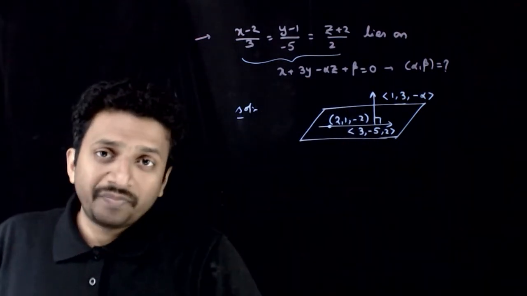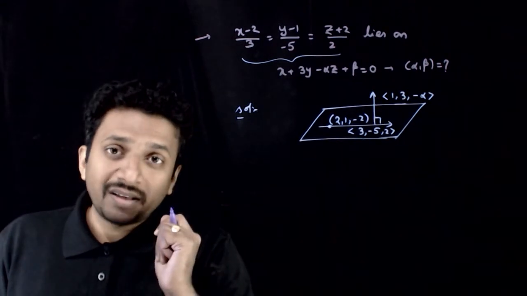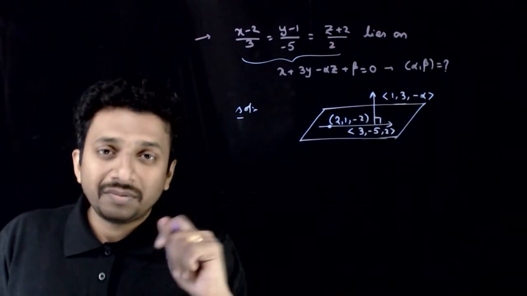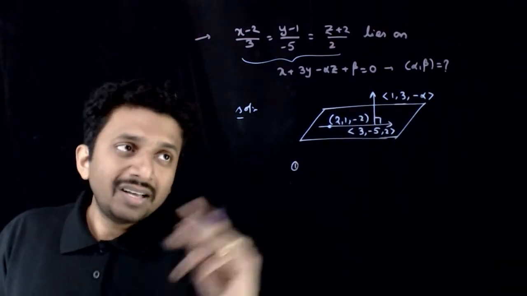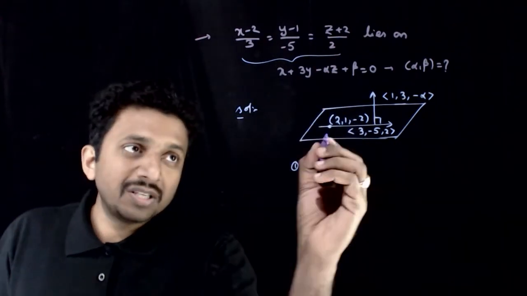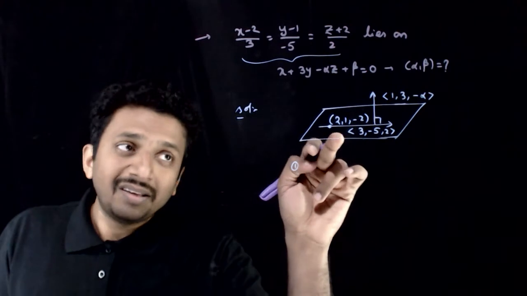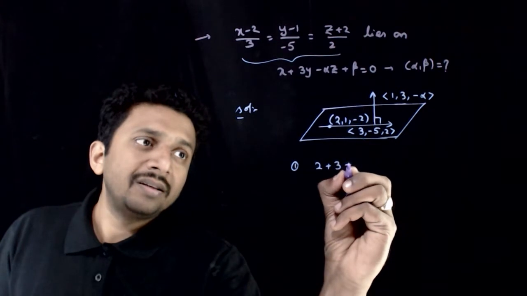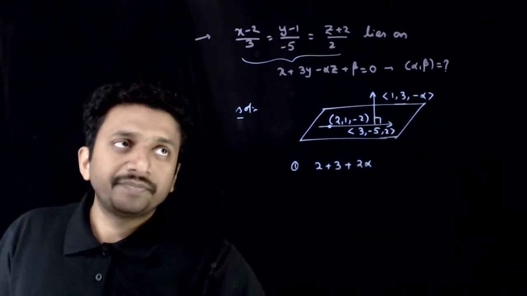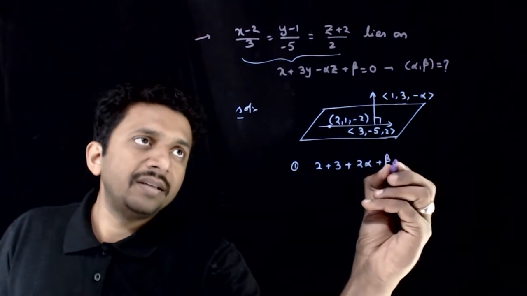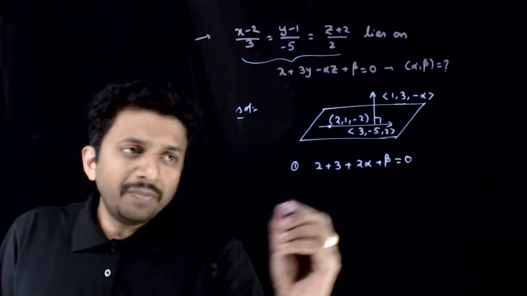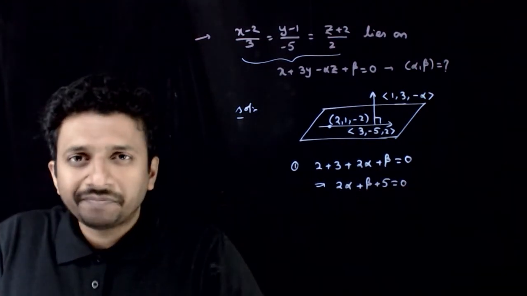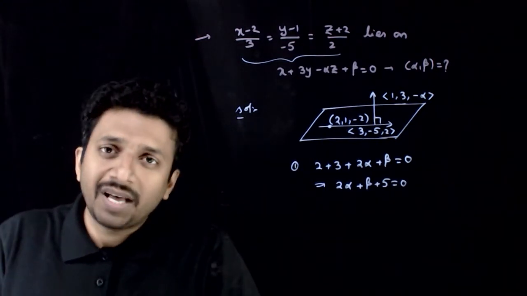Now, if this is the situation, what are the conditions that need to be satisfied if this line lies completely on this plane? I'll write two conditions because I need two unknowns. The first condition is that this point has to lie on this plane, because this line lies on this plane. That means let us satisfy this: 2 plus 3 plus 2 alpha plus beta is equal to 0. So this implies 2 alpha plus beta plus 5 is equal to 0. So this is one of the conditions that alpha and beta have to satisfy.